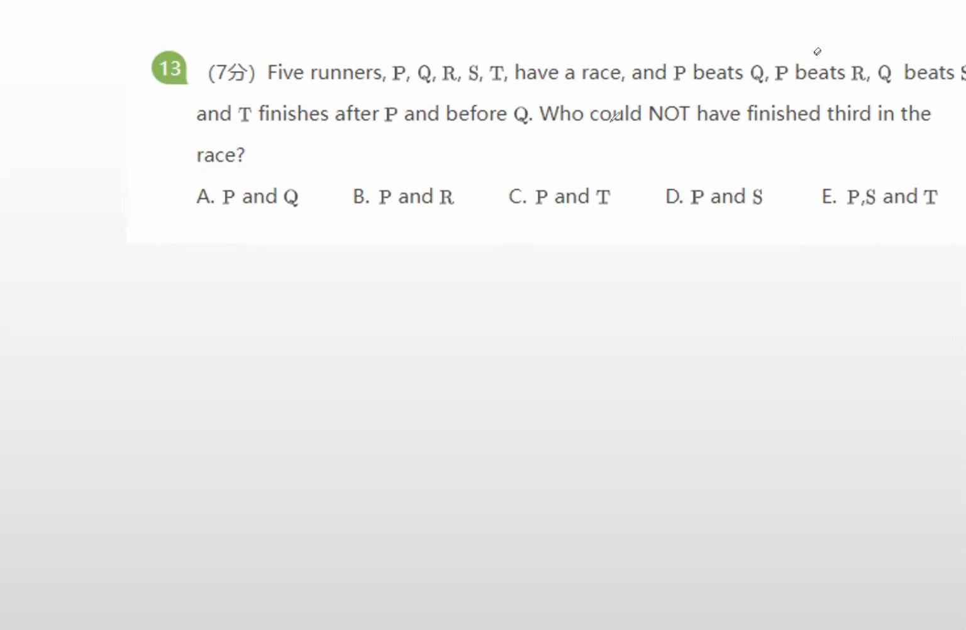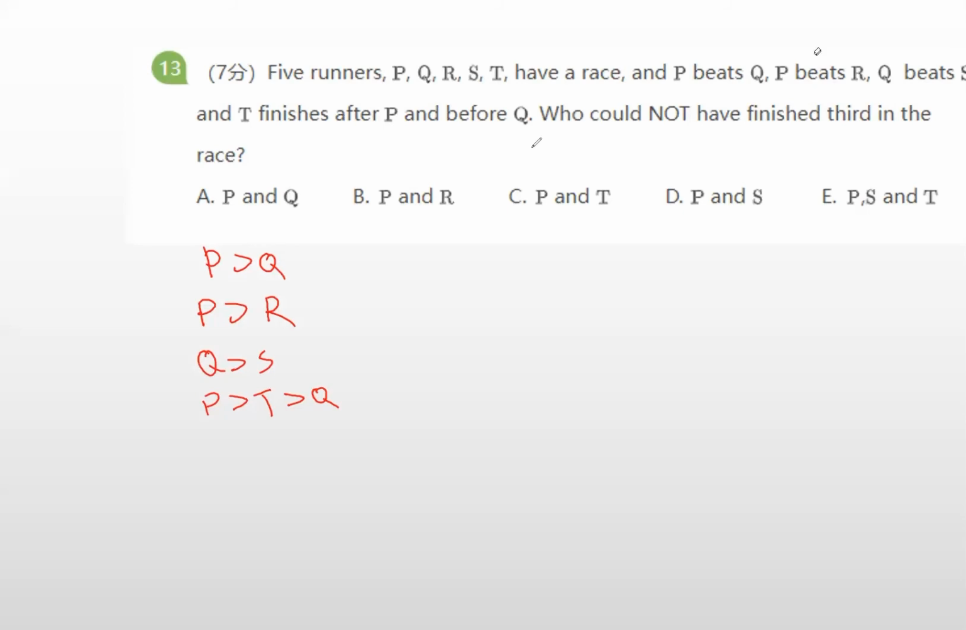Maybe P for Pip, okay? So we've got P beats Q. P also beats R. Q beats S. And T finishes after P. We can just write this down. P is better than Q. You don't have to write this down if you don't want to. You just need to remember P beats Q, P beats R, Q beats S. And P also beats T because T finishes after P. Sorry, Q beats S and T finishes after P and before Q. So P beats T, but T beats Q because T finishes before Q, right?